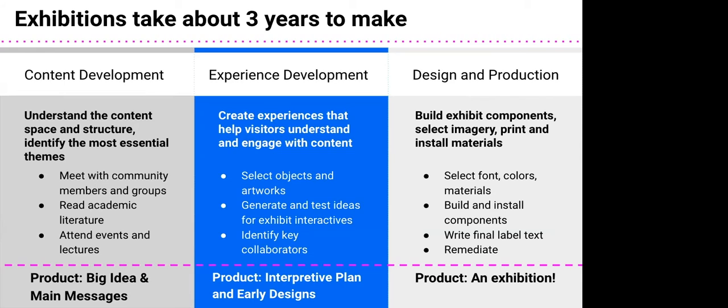What comes out of this is often a document called an interpretive plan. And it's just a list of all the interactives and objects you're going to use in your exhibition. And then finally, design and production. This is where I actually end up writing labels. Labels don't actually come until the very end. So the final label text and copy editing happens in this final design and production phase.